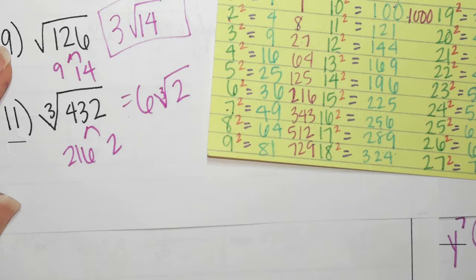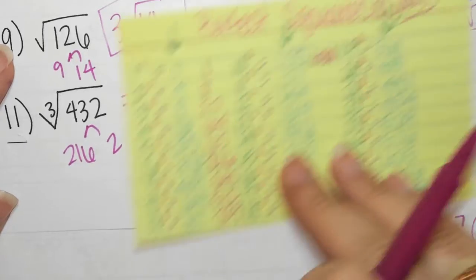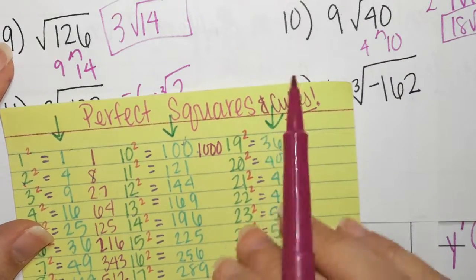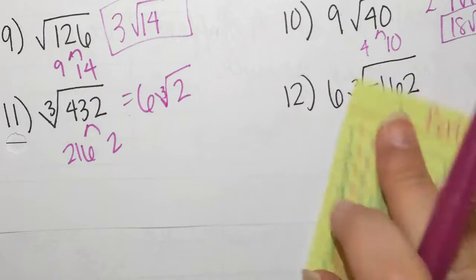You got 27 and what? There's a perfect cube that goes into 16. 8. So always use the biggest. So be careful of that.